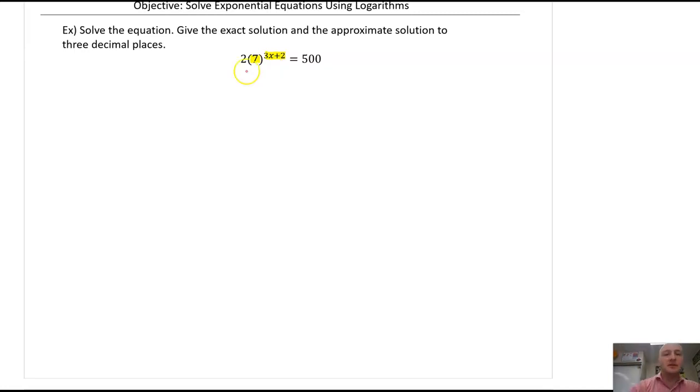But step one, I still have to isolate it. So I'm going to divide each side by 2. Giving us 7 to the power of 3x plus 2 is equal to 250. I want to bring down my exponent. I do that with the logarithmic property, power property. So I need to take a logarithm of each side. So natural log of 7 to the power of 3x plus 2 is equal to the natural log of 250.